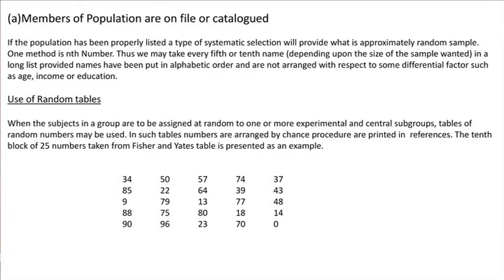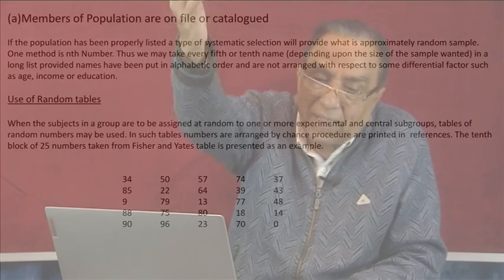A, members of population are on a file or catalogued. If the population has been properly listed, a type of systematic selection will provide what is approximately a random sample. One method is the nth number, thus we may take every 5th or the 10th depending upon the size of the sample wanted. In a long list, names have been put in alphabetic order and are not arranged with respect to some different factor such as age, income or education. If you put the names in alphabetic order, then I will say every 5th name I will take, but if you are arranging on the aspect of income, age, education, then it may be biased.